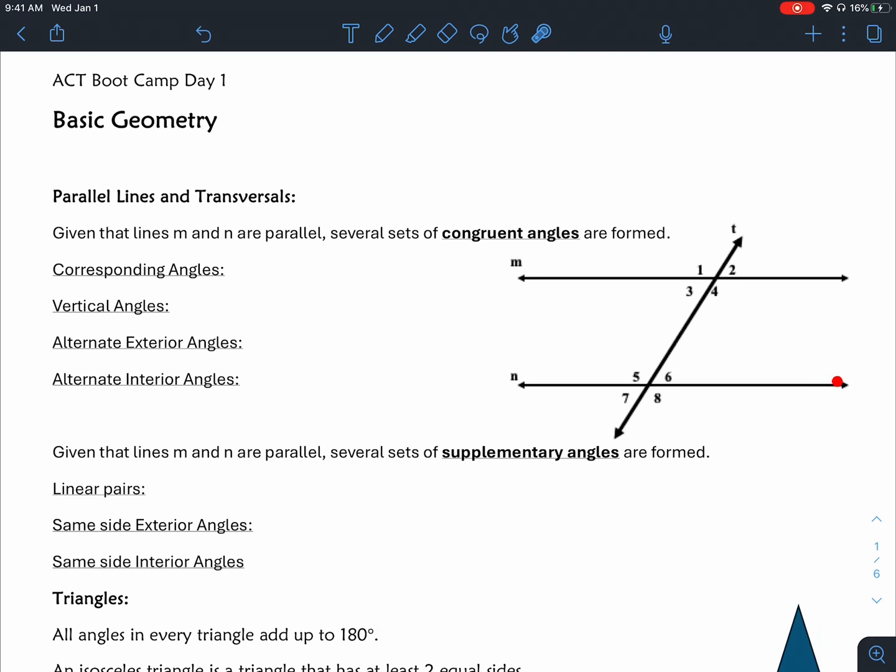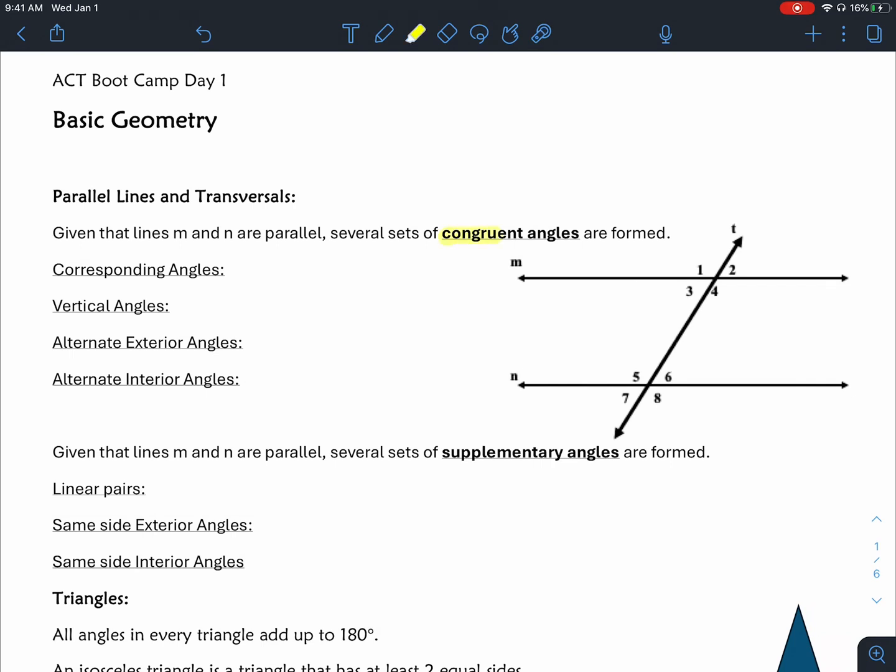So if you look at this picture off to the right, you can see we have a pair of parallel lines, lines M, and then here we have line T. This is known as a transversal, and it runs through the two parallel lines, and it creates 4 angles here as well as 4 angles here. Now there's all kinds of names for these angles, and I don't believe that you necessarily have to know the names of these angles. You really just need to know the relationship between these angles.